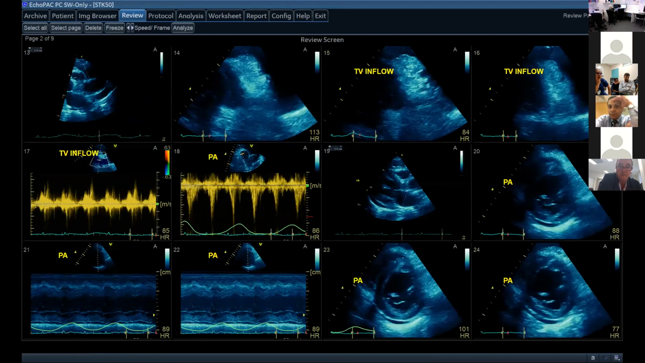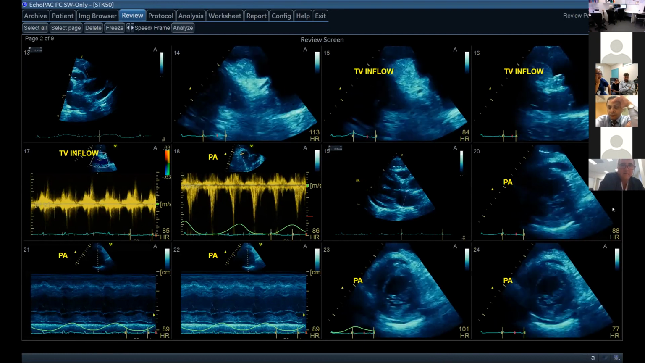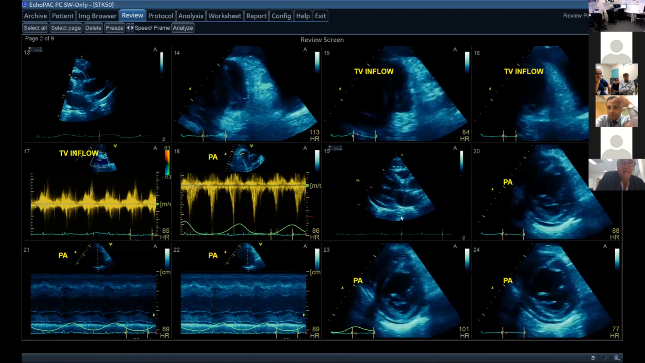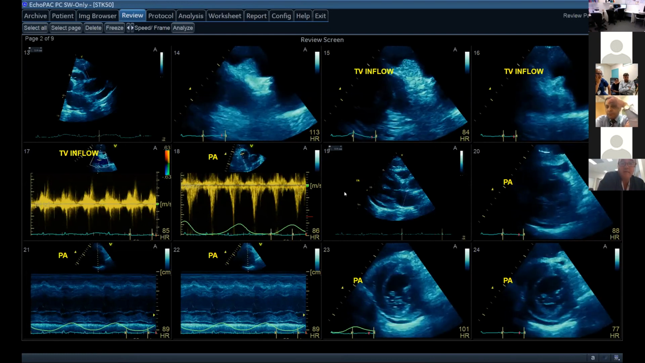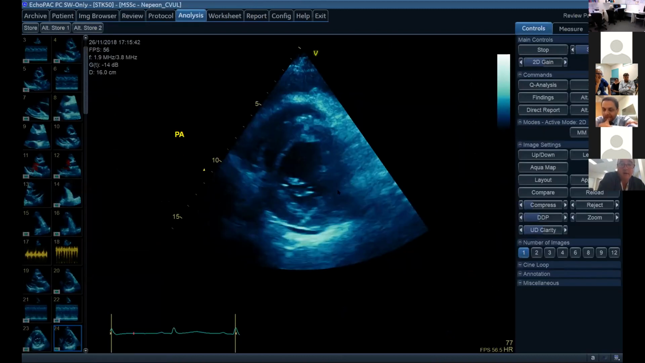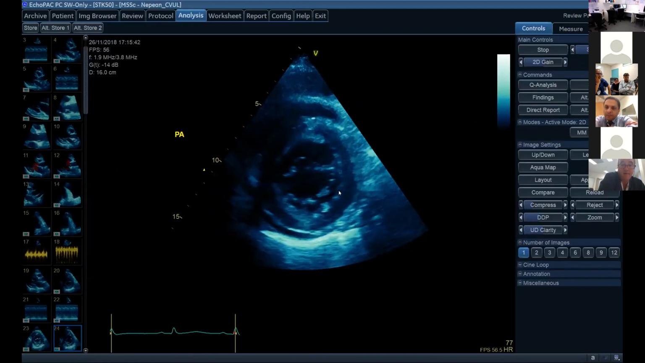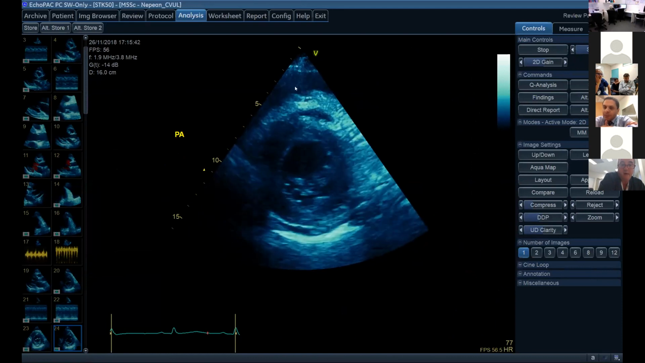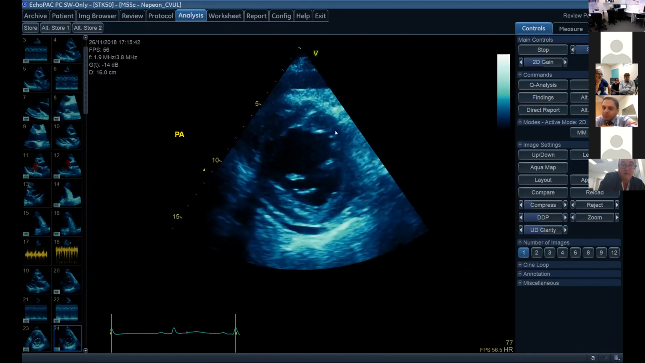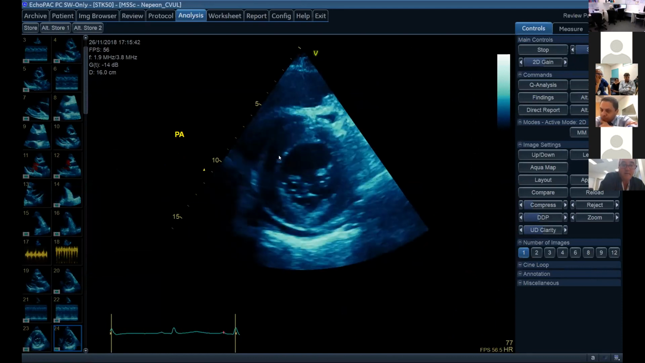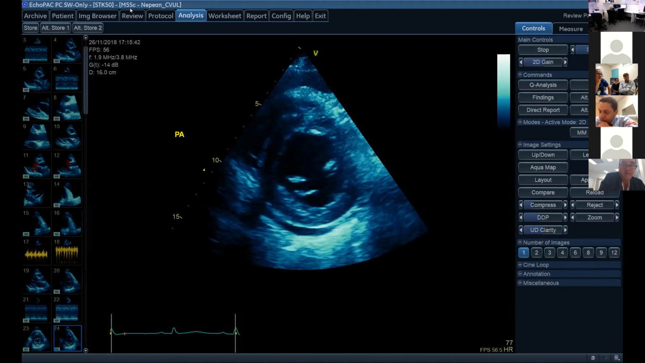And I've put this up here. We'll just skip through all the rest of it. Obviously you want to use lots of different views to have a look at it. Here's your subcostal. Here's your short axis view, and you can see the right ventricle free wall collapse, but you can't really see the interventricular movement.